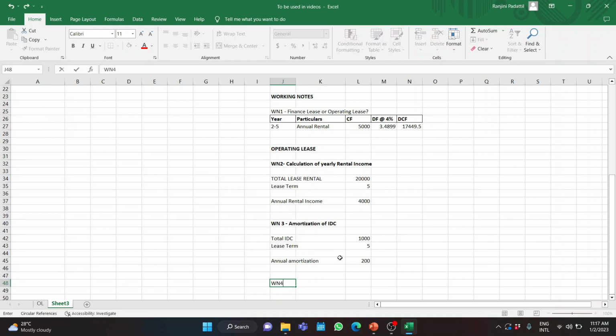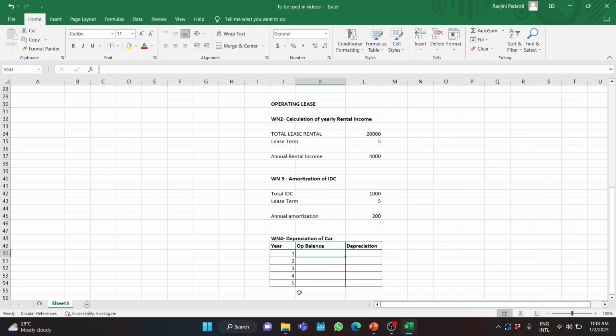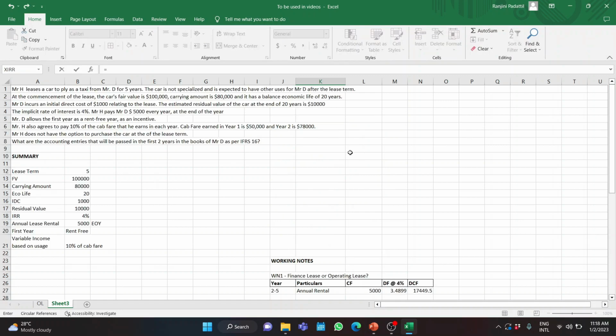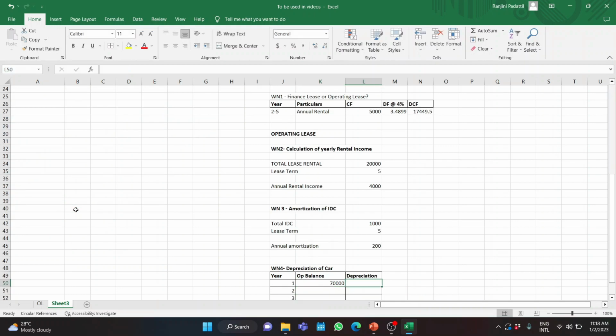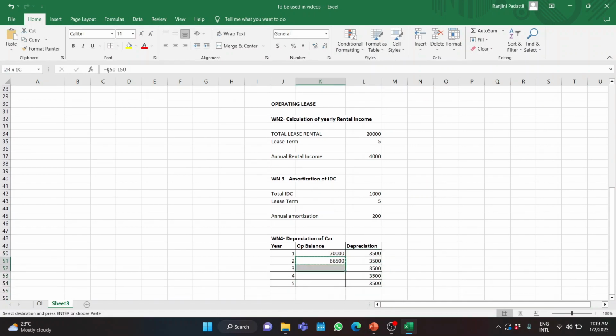Finally, the working note 4 is depreciation of car. Year, opening balance, depreciation. The opening balance on which the depreciation is to be calculated is here the carrying amount. We will not include the IDC. Carrying amount is 80,000. Less, we have a residual value of 10,000 at the end of the economic life of 20 years. This will be divided by 20. 3,500 every year. The opening balance in the next year is carrying value minus depreciation. The depreciation amount stays the same.